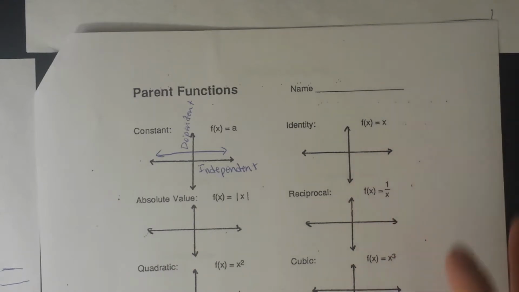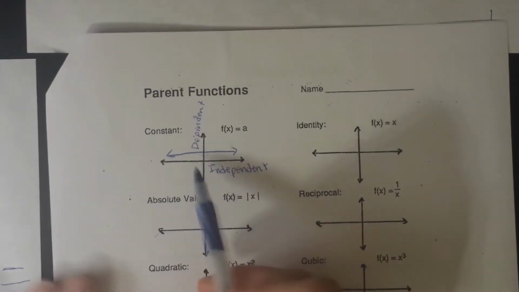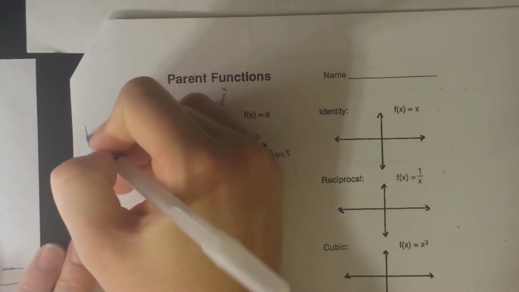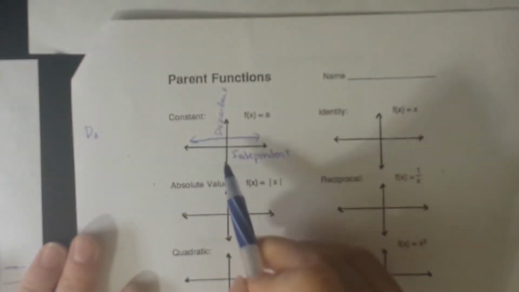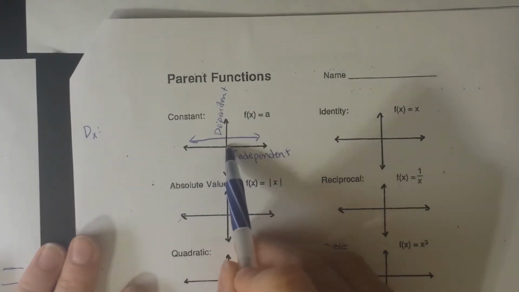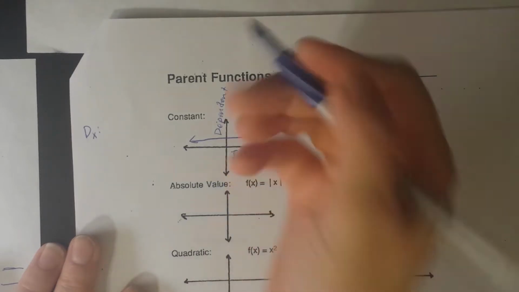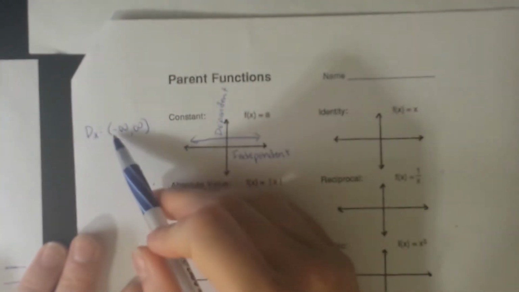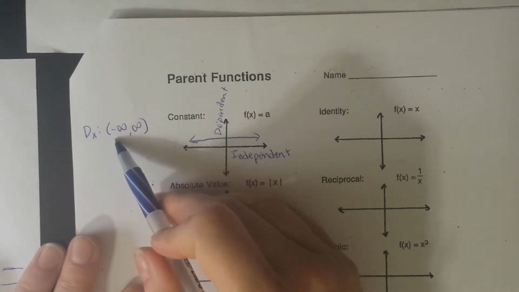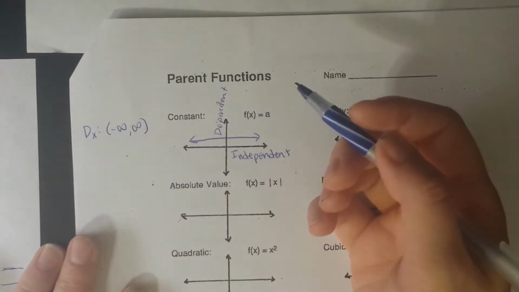Okay, what we're going to do is go through the domain and range. Domain I like to write as d sub x, because I like to remember that's against the x-axis. So for the domain, we go left forever, right forever, and we call that negative infinity to positive infinity. Now the infinities, remember, we're never going to actually reach, so we use an open parenthesis.